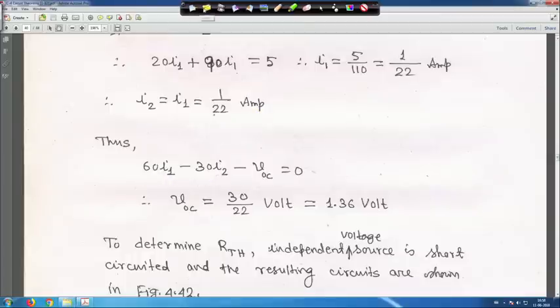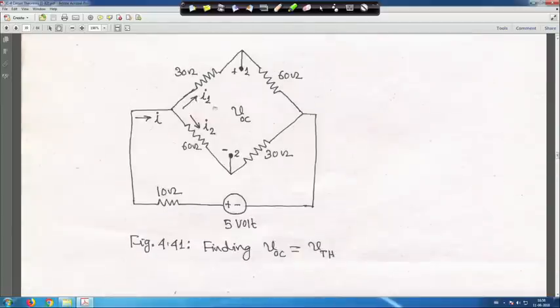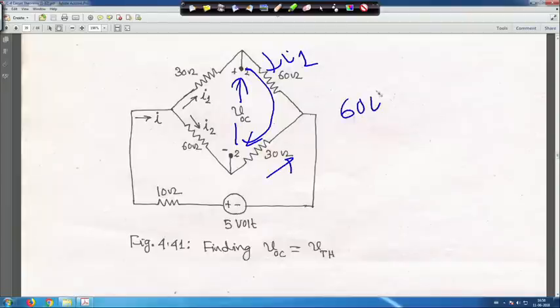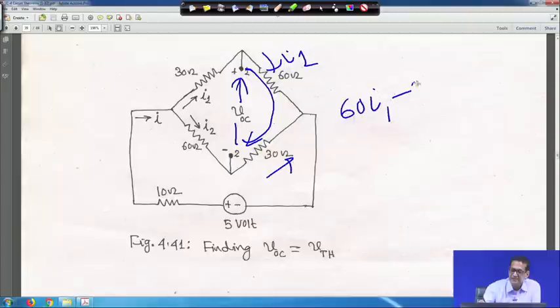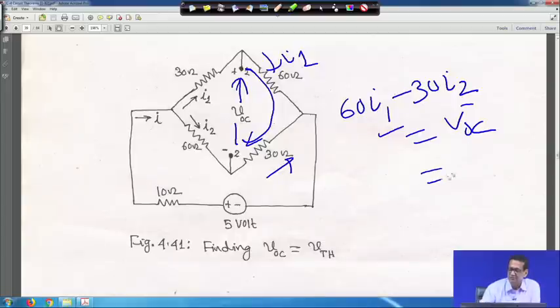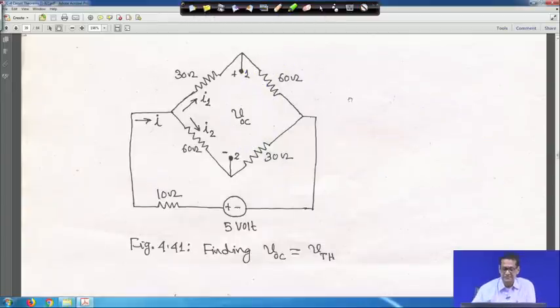Just let me go to that circuit. So, here you apply your KVL. You can apply KVL either like this, this is your VOC, in this loop. So, this I1 is the current flowing there and this is your I2. So, if you write 60 I1 minus 30 I2 is equal to VOC, right. Put in I1 and I2, you get VOC, which is your V Thevenin. So, that is what is written there.